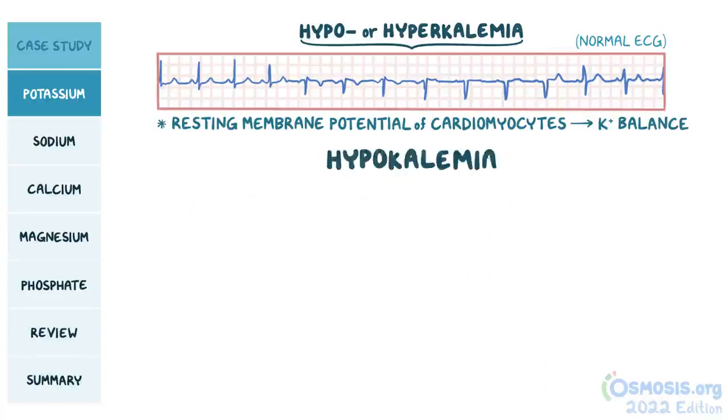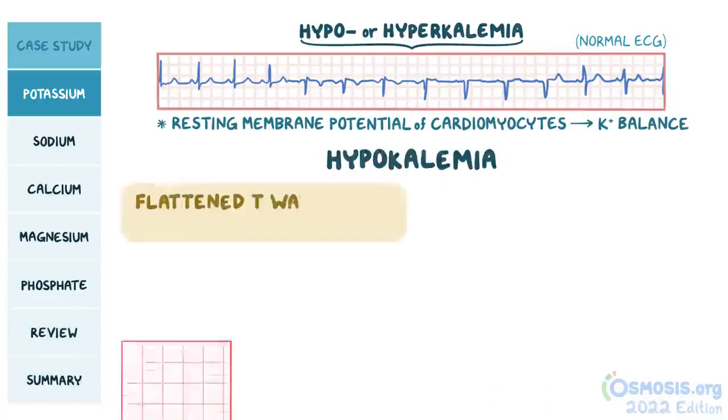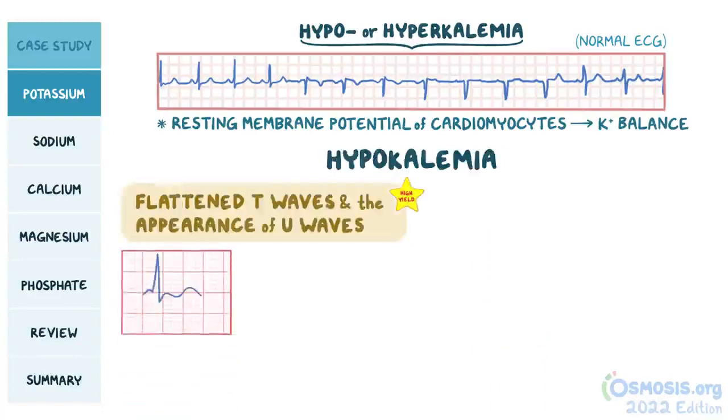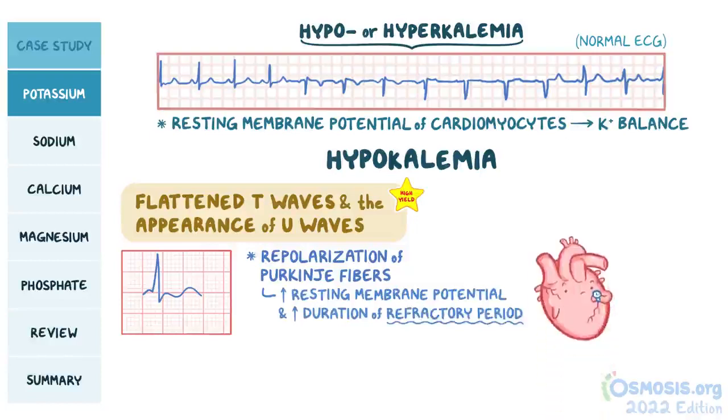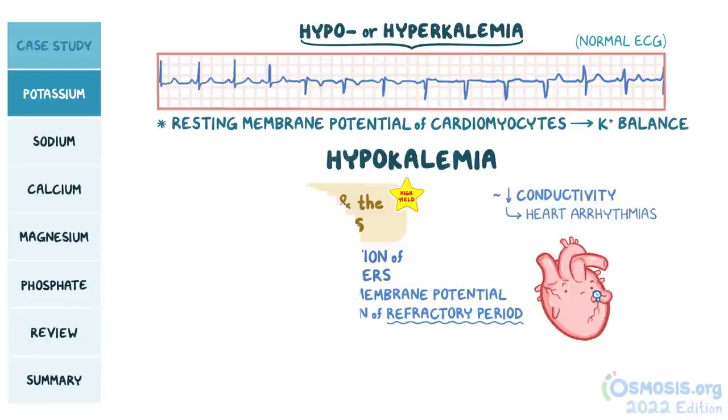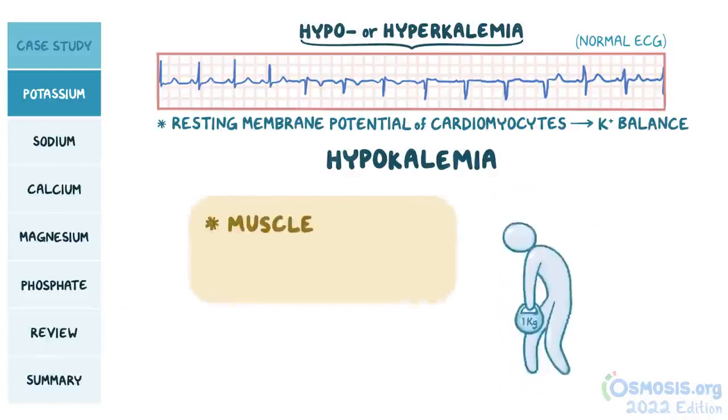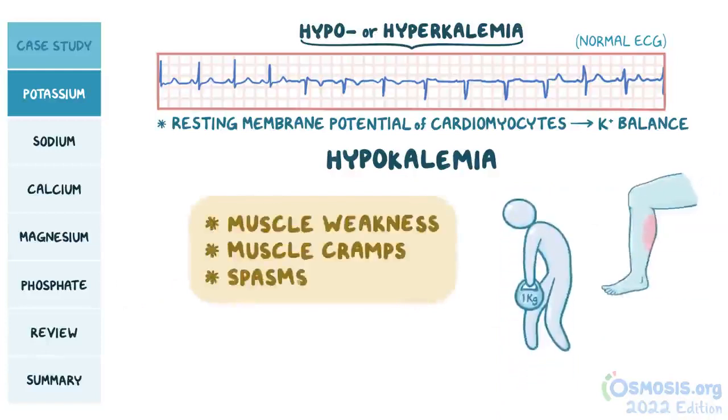With hypokalemia, the main changes are flattened T waves and the appearance of U waves, which are thought to represent the repolarization of Purkinje fibers of the heart. This happens because hypokalemia increases both the resting membrane potential and the duration of the refractory period, but has a greater effect on the refractory period, meaning it takes longer for the heart to recharge. It also decreases conductivity, which can further lead to heart arrhythmias. Other symptoms of hypokalemia include muscle weakness, muscle cramps, or spasms.